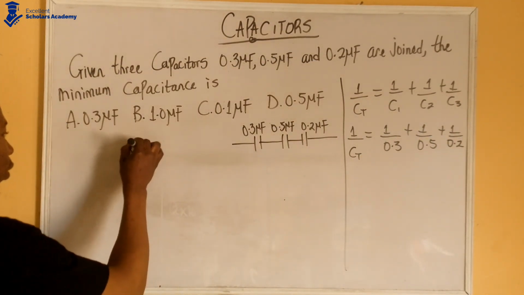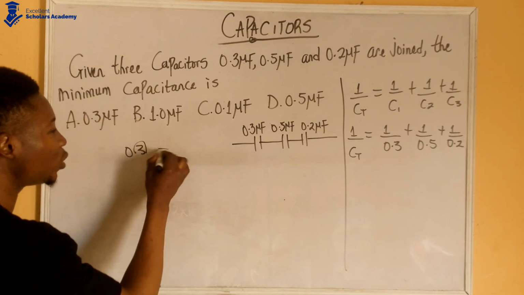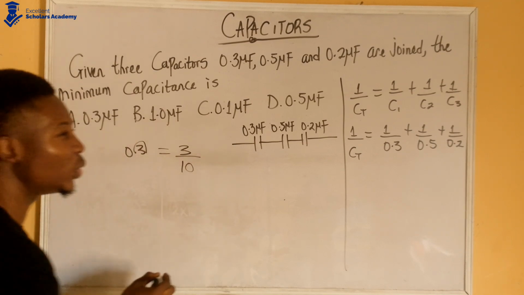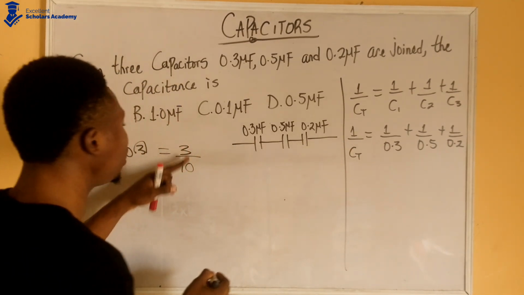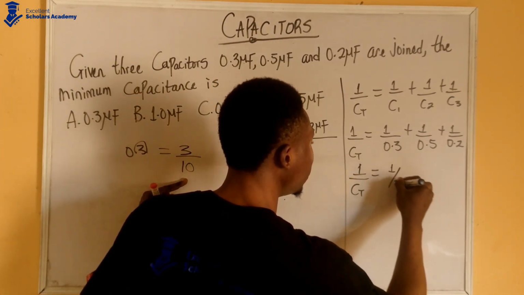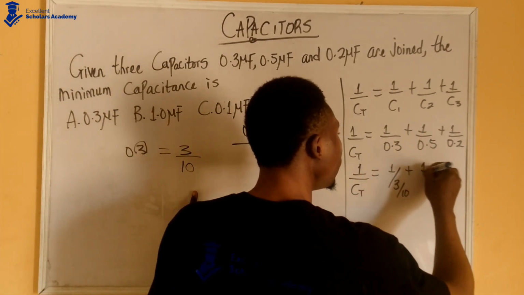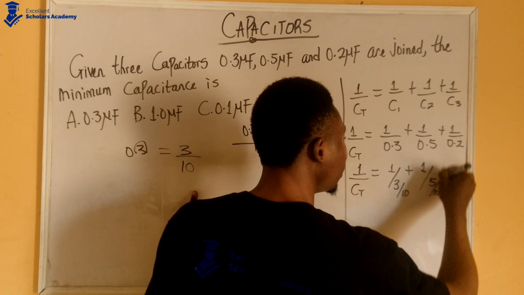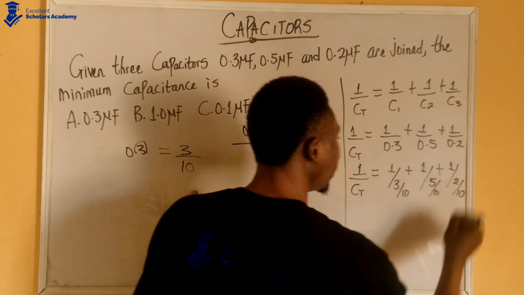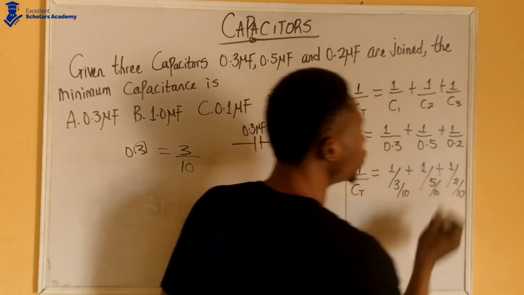Now 0.3, let me bring to your mind that this can be converted to a fraction. Just take this here, it becomes 3 over, this is 1, then how many times did you count? Once. Put your 0. Meaning that 0.3 is 3 over 10. So this is going to become 1 over Ct is equal to 1 over 3 over 10. Now 0.5 itself also is going to be 5 over 10. That's going to be 1 over 5 over 10. Plus this also is going to be 1 over 0.2. It can also be written as 2 over 10. Now, you are seeing inverse of 3 over 10, inverse of 5 over 10, inverse of 2 over 10.